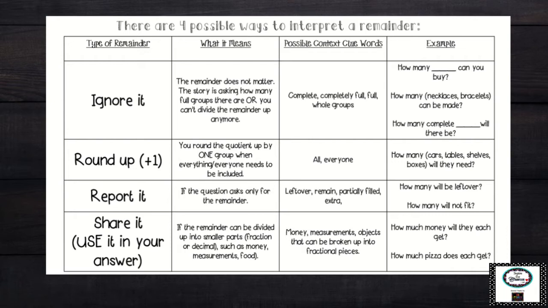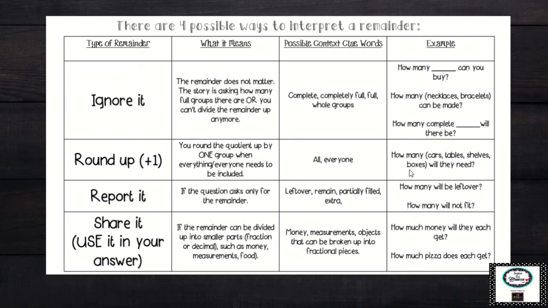One of the ways that you might see a question being asked is when they ask about how many complete groups or whole groups, such as if you were making necklaces and they want to know how many necklaces you can make, or how many of a product you can buy with the amount of money you have. We often call this type of remainder "ignore it." The remainder does not matter. They're asking you how many full groups there are, or you can't divide up the remainder anymore.